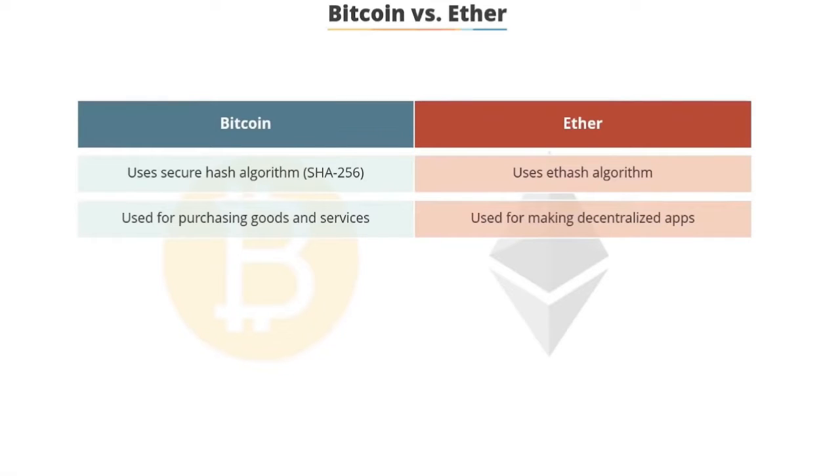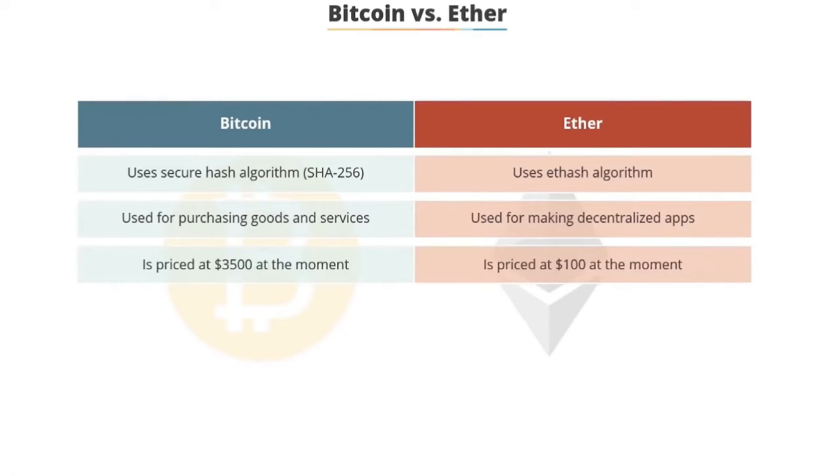The third difference is in the price of the two cryptocurrencies. Currently, the price of BTC is approximately $3,500 US, while that of ETH is approximately $100 US. The market cap of BTC is almost 6 times greater than that of ETH, even though ETH has a higher circulating supply.